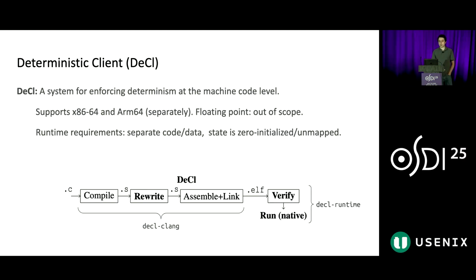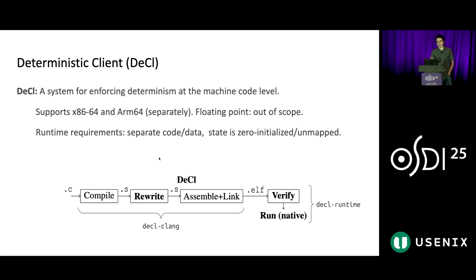So there are some runtime requirements I'll briefly mention. First, we separate code and data. So the runtime is, again, not going to allow you to have a page marked as read, write, execute. And when we start up a sandbox, we're also going to have it be zero initialized. So the register state is initialized to 0, and any of the virtual address space that's not used by the code or data is unmapped and inaccessible.